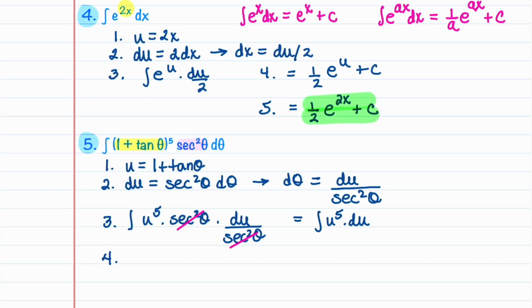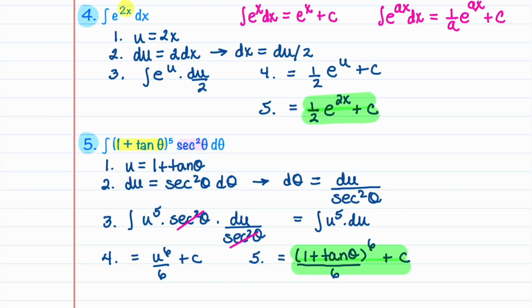In step 4, we can go ahead and integrate the function. This is going to give us u to the 6 over 6 plus c. And then for step 5, all we do is substitute back in what u is equal to. So we have an answer of 1 plus tangent theta raised to the 6th power, all divided by 6, plus c. And there's our answer. Once you get used to using u-substitution, you can probably just write down the answer and not even have to go through all these steps.